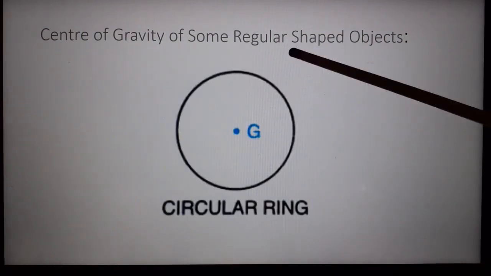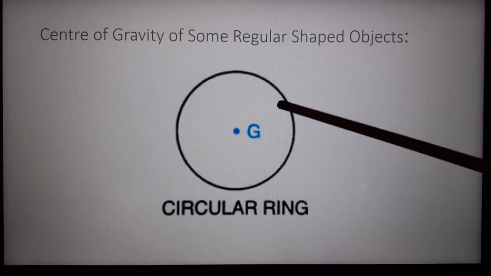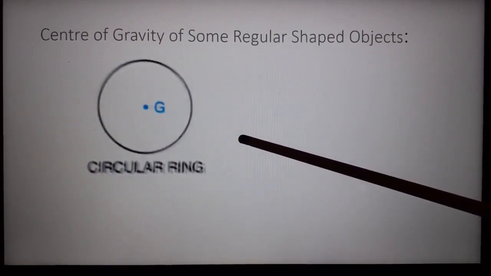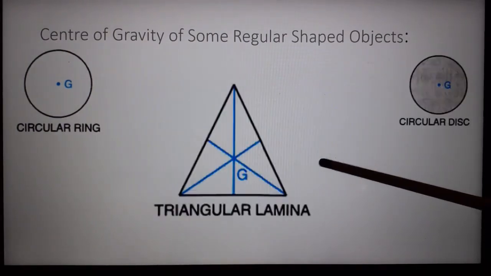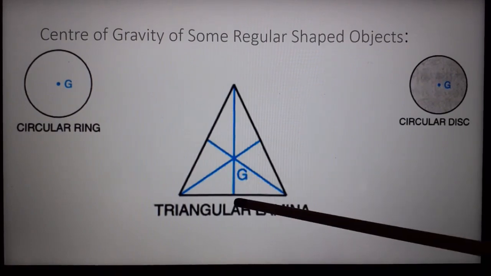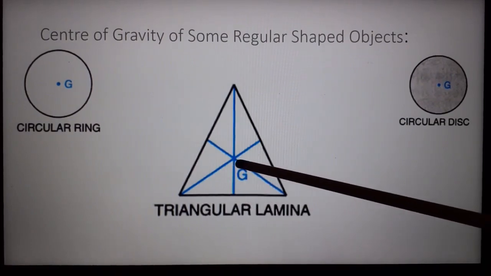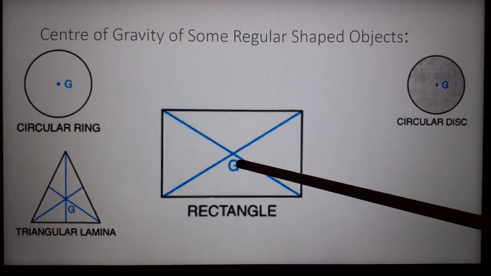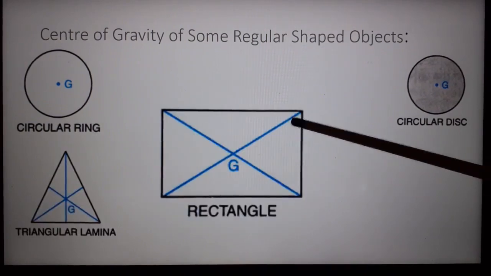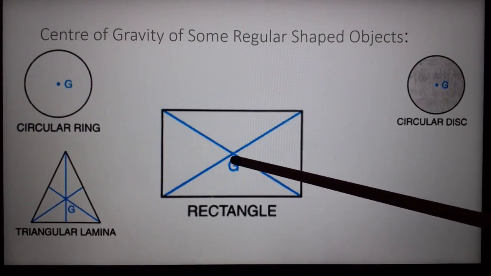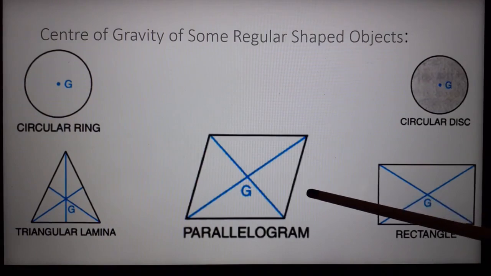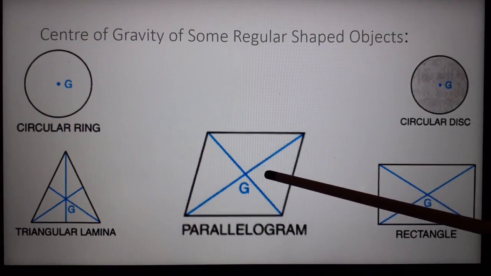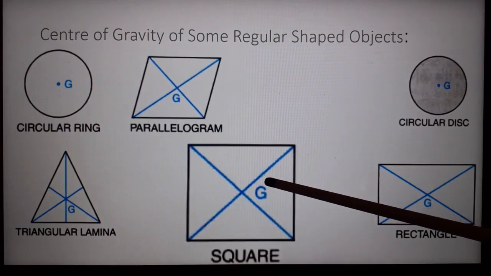Let's see center of gravity of some regular shaped objects. Circular ring: geometric center. Then circular disc: its geometric center. Then triangular lamina: we have drawn here 3 medians, and the intersection point of medians gives you the center of gravity. Then rectangle: we have drawn diagonals, and the intersection point of diagonals gives you the center of gravity. Then we have a parallelogram. Again, the intersection point of diagonals gives you the center of gravity. For a square as well, the intersection point of diagonals.